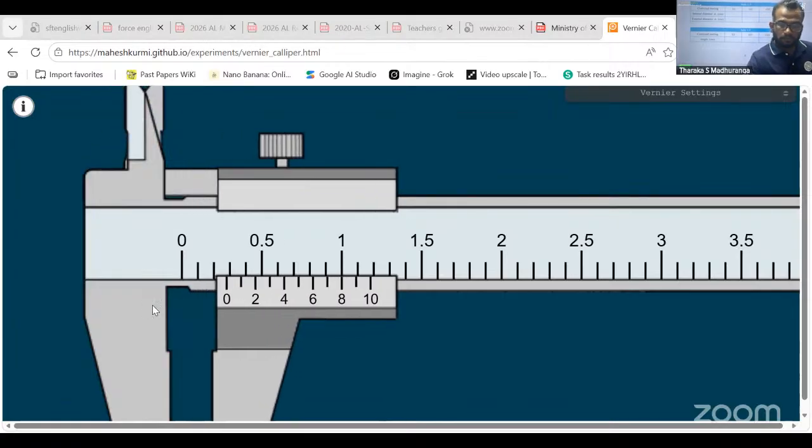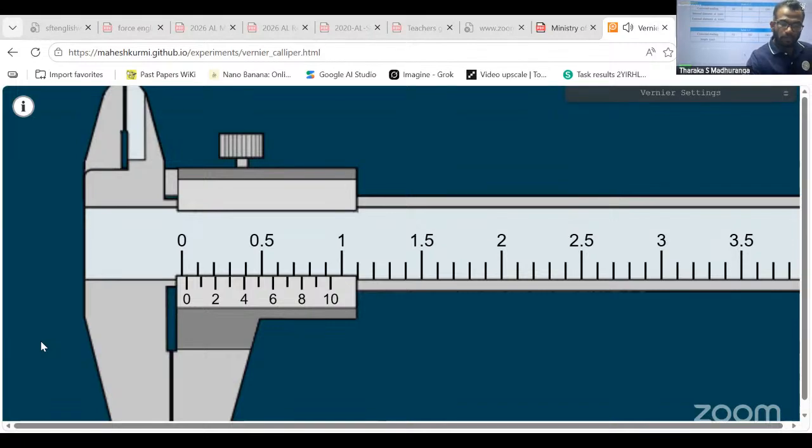This positive zero error comes due to something applied, or corrosion. Therefore, how do we correct a reading after measuring? We have to subtract. What was the previous reading? 13.3 millimeter. If you get an instrument with positive zero error, we have to subtract this. Then 13 millimeter is the correct reading. We have to subtract 0.3 millimeter.